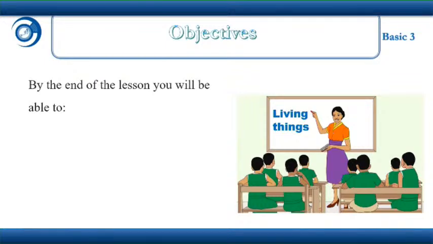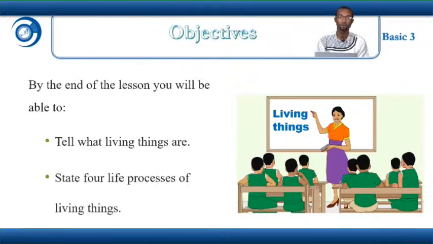By the end of this lesson, you will be able to: 1. Tell what living things are. 2. State 4 life processes of living things. So by the end of this lesson, you will be able to tell what living things are, as well as state 4 life processes of living things.